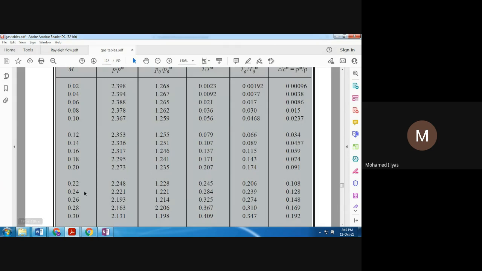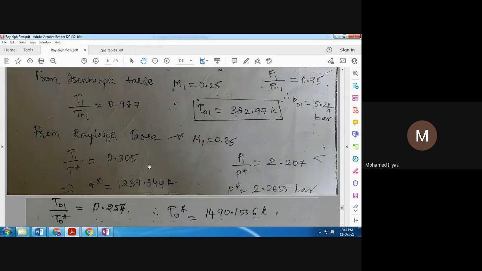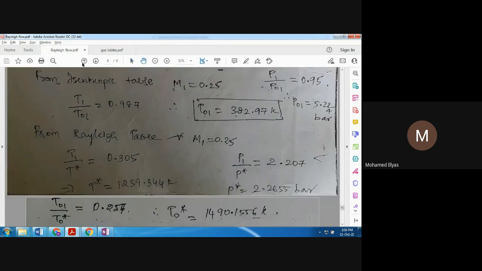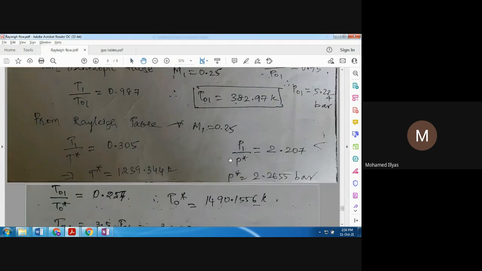This average we have taken, T by T star 0.284 and 0.325. So that average we got as 0.305. And P1 by P star, this average we can take, 2.221 and 2.193. This average we can take as 2.207. We know T1 and P1, so T star can be calculated by writing T1 by 0.305 and P star can be calculated by writing P1 by 2.207.